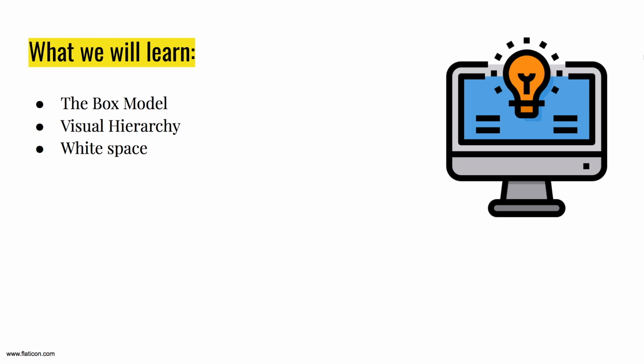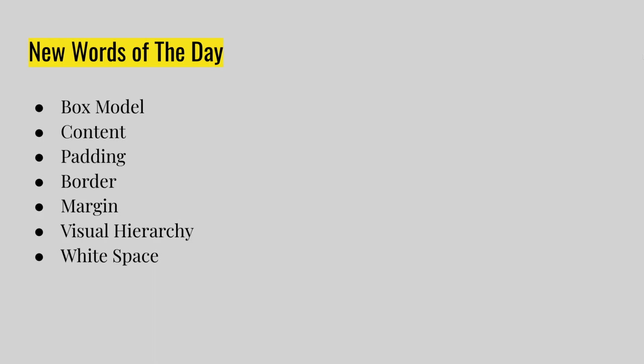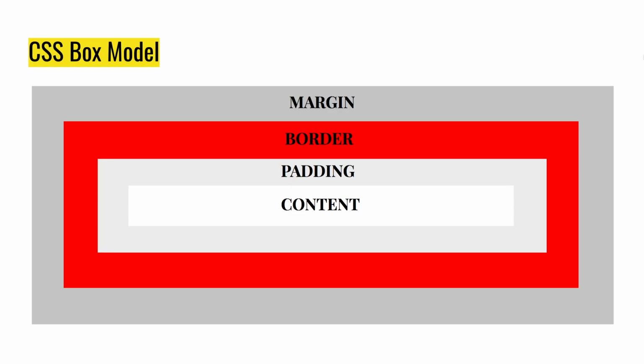What we will be covering in this lesson is the box model, visual hierarchy, and white space. The new words of the day are box model, content, padding, border, margin, visual hierarchy, and white space.